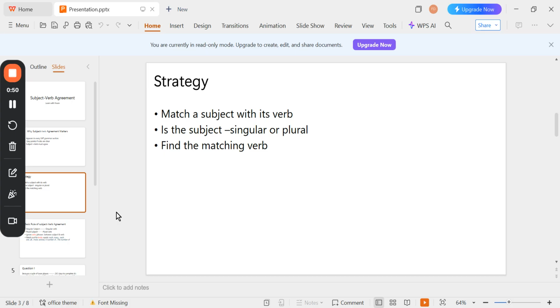Step 1 in solving this question is always to find the subject first. Ask yourself, is it singular or plural? Once you know, you can pick the correct verb. Remember, the SAT often hides the subject in extra phrases or commas. We will see examples in the next slide to make this really clear.